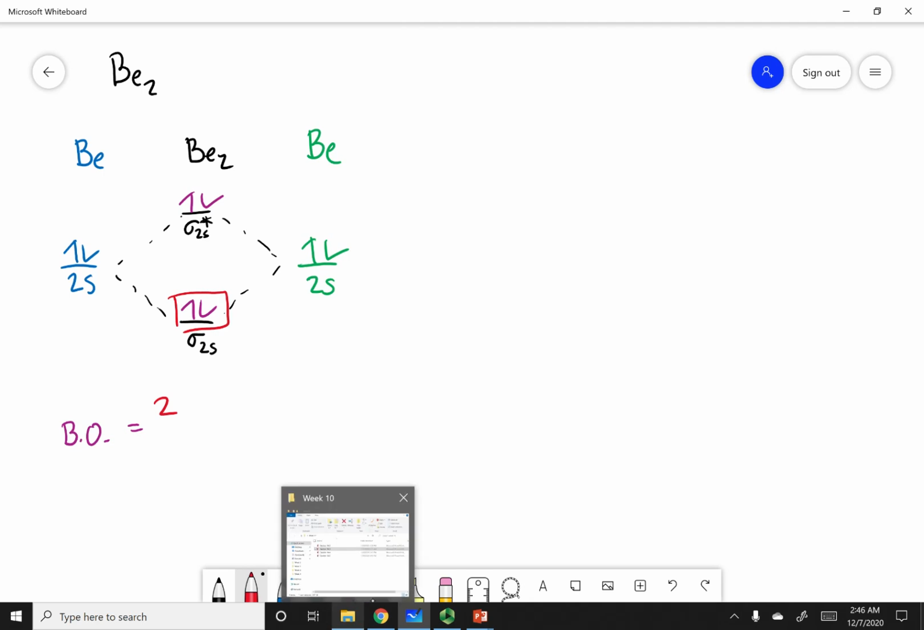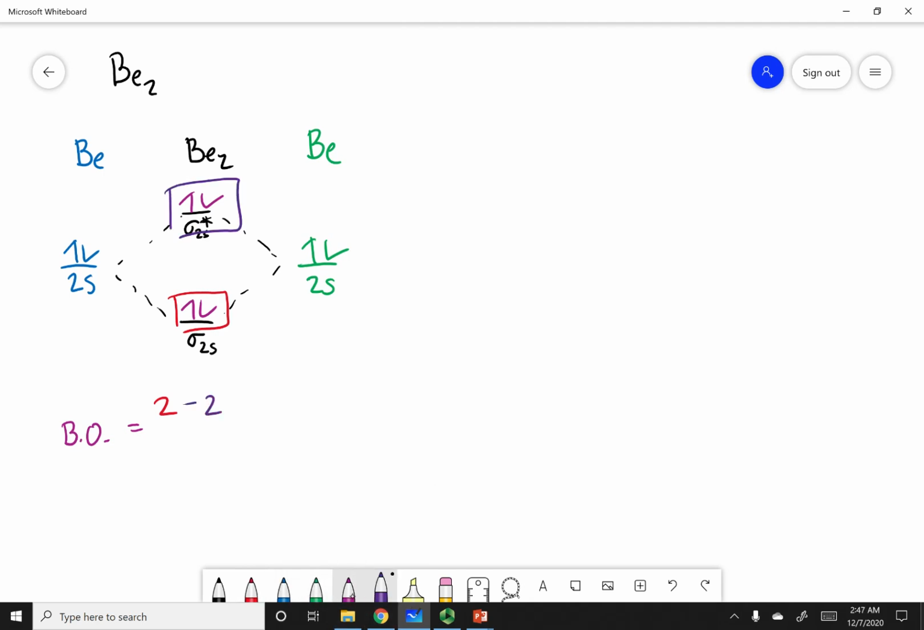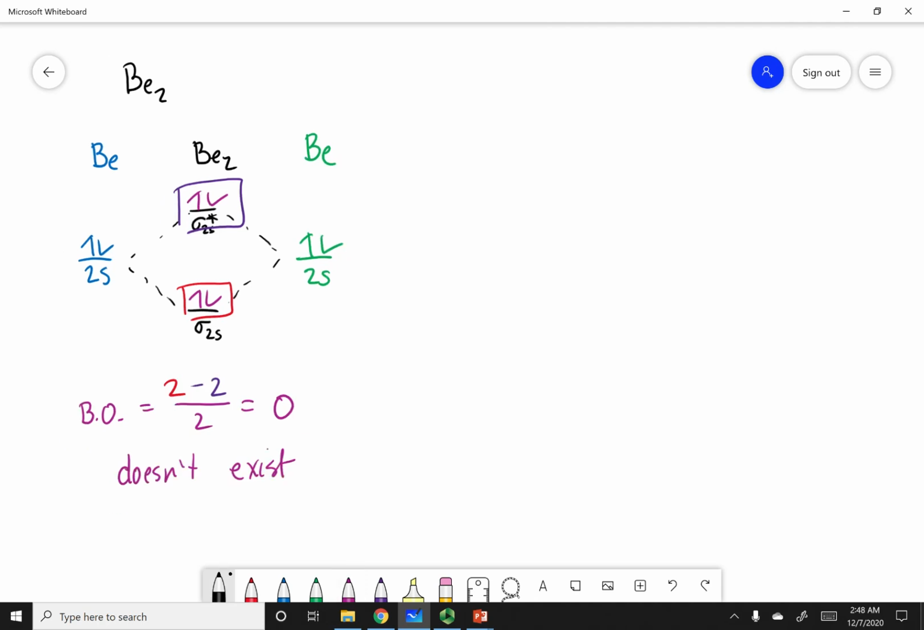I can go ahead and calculate my bond order. I've got 2 bonding, 2 anti-bonding, and I'm going to divide by 2. So I get 0 for my bond order. And again, this molecule doesn't exist. So let's move on to the next element in the periodic table.